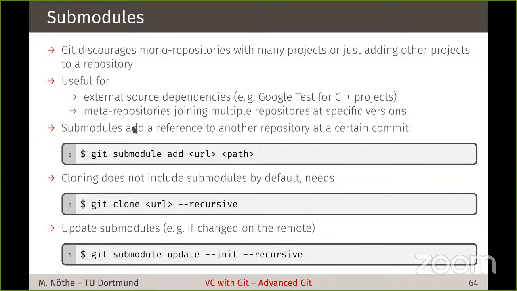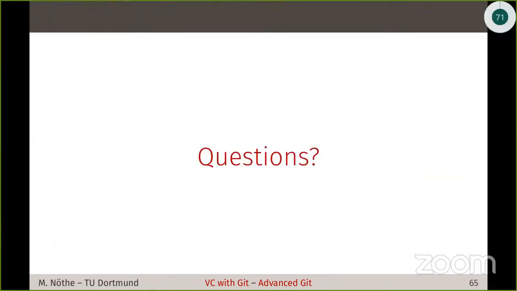And only in the case you have submodules, you need this --recursive flag. That was one of the questions I saw in the Slack channel. So this is only needed if you have submodules in a Git repository. And you can update submodules using this command, but I think I won't go into more detail here.